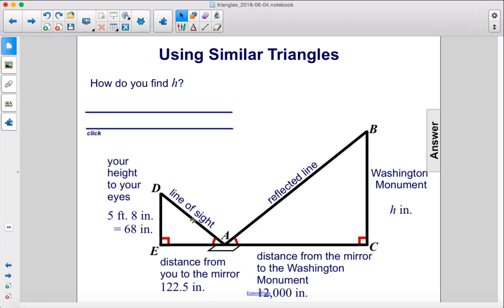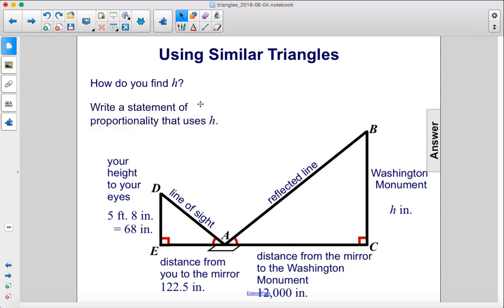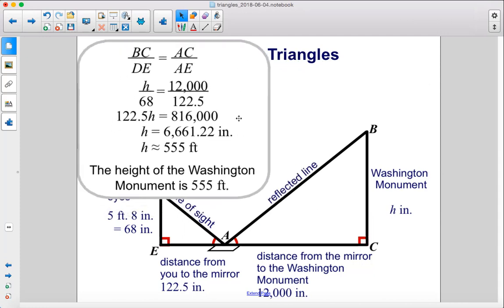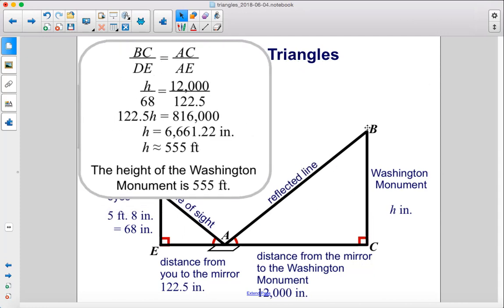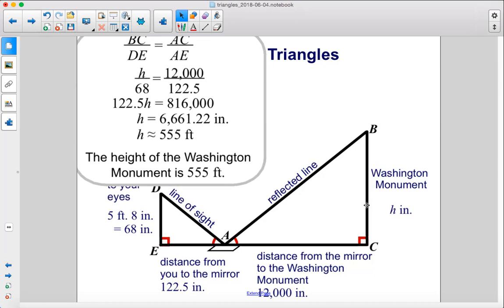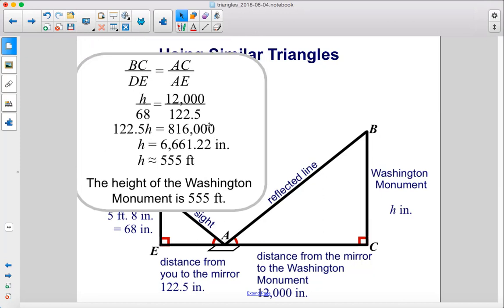All right, now that we know that these are similar triangles, how do we find H? We write a statement of proportionality that uses H. So here we have BC over DE, so the height of the Washington Monument over the height of you equals AC over AE. AC, the distance from the mirror to the Washington Monument, over AE, the distance from you to the mirror. So when you plug in all the numbers, we get that the height of the Washington Monument is 555 feet.